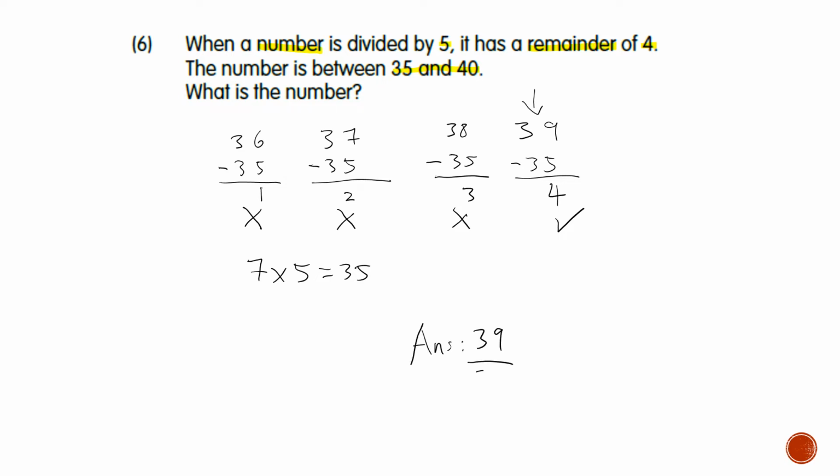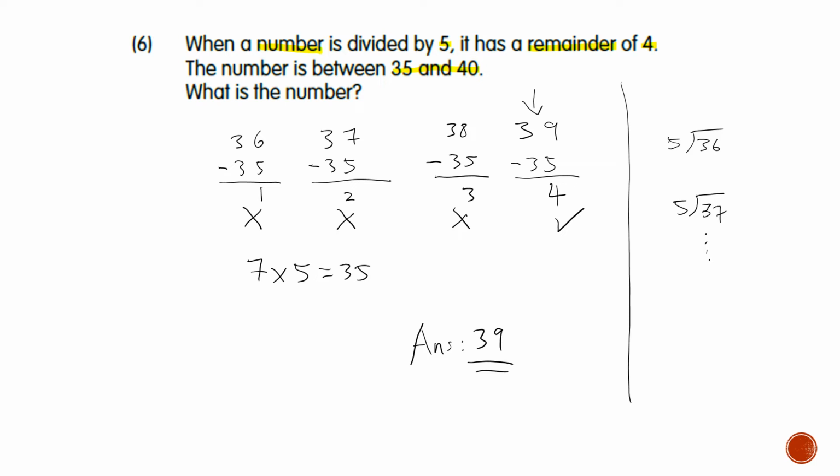Some of you will actually try to do division, which will not work because it's going to take a lot of effort. It's also possible some of you will want to do this: you take 36 divided by 5, and then you take 37 divided by 5, and you do this all the way until 39. This will take a lot of effort. But if you understand the relationship between a divisor, a dividend, a remainder, and a quotient, then you'll be able to do this question easily.